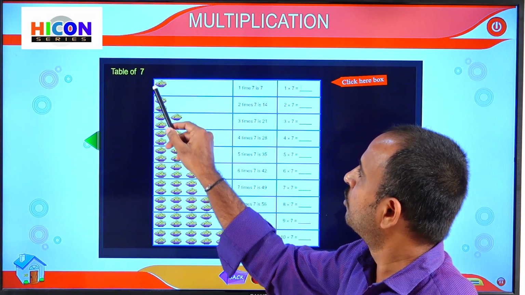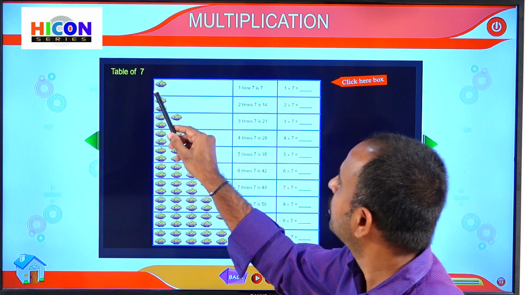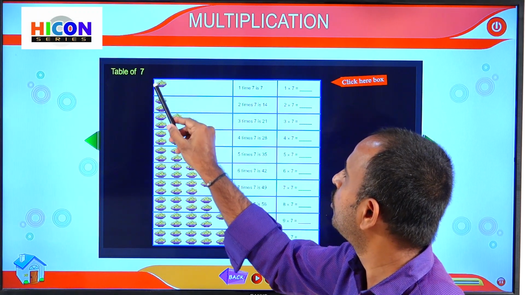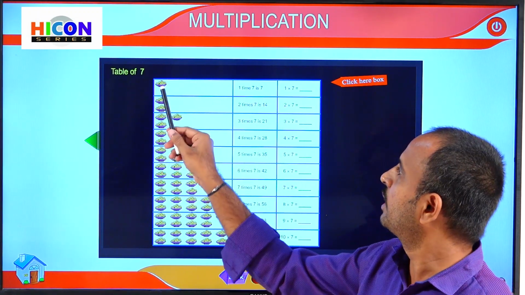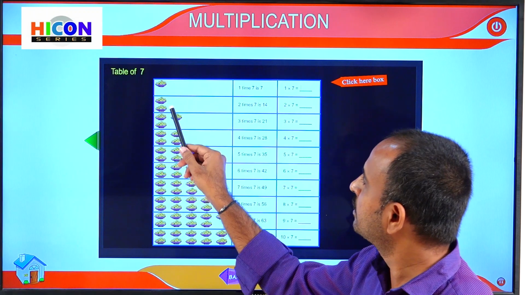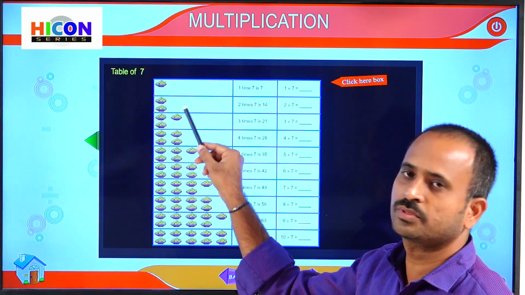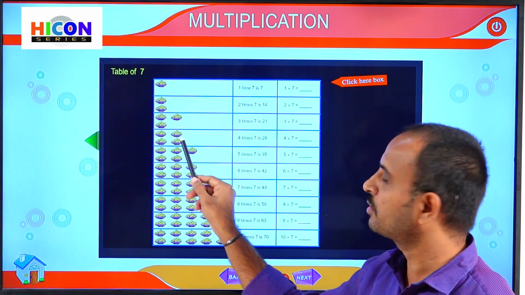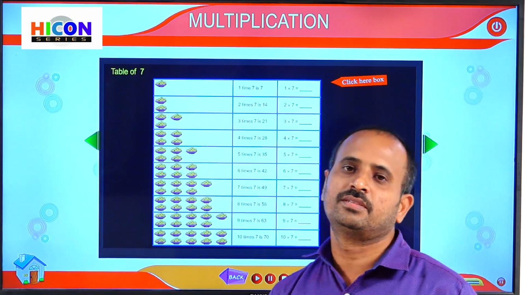So each bowl represents one group. So each group has how many sweets? Each bowl has 7 sweets. Here in the second row there are 2 bowls, that means there are 2 groups. In the third row there are 3 groups. In the fourth row there are 4 groups. So in each group there are 7 sweets.